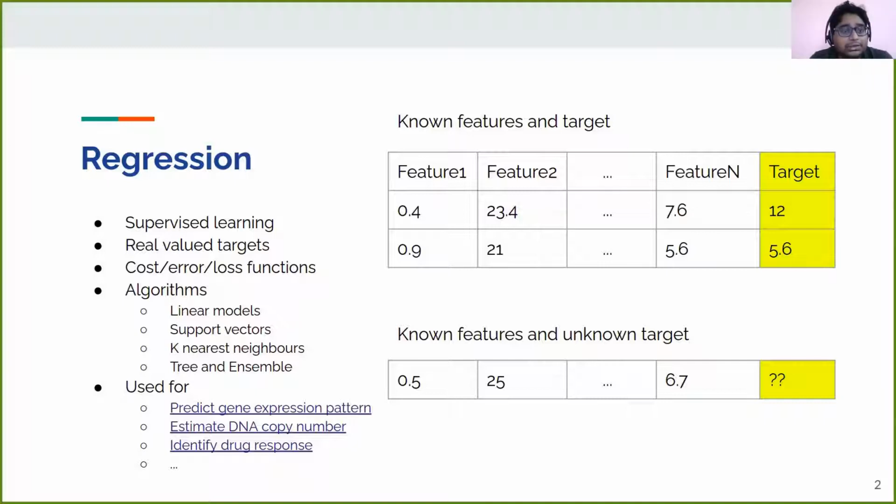Some examples of real-life regression tasks are predicting gene expression patterns. Gene expression patterns have all real numbers for gene expression corresponding to each gene. Then it can also be used for estimating DNA copy number. Some segments in any genome can be replicated, can be copied. Sometimes it's doubled, sometimes it's tripled, sometimes it's quadrupled in different people. To estimate this DNA copy number, which is a number, regression algorithms can be used.